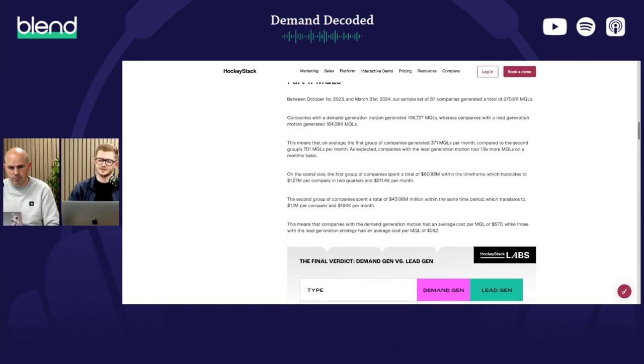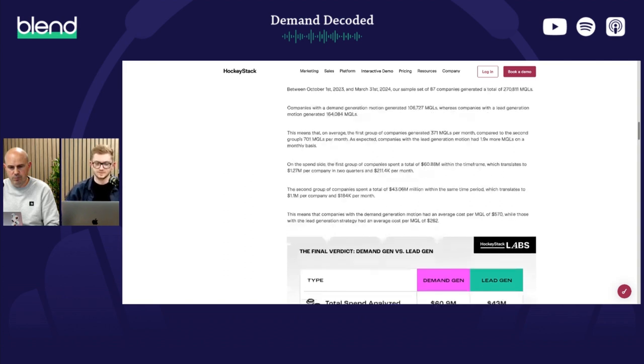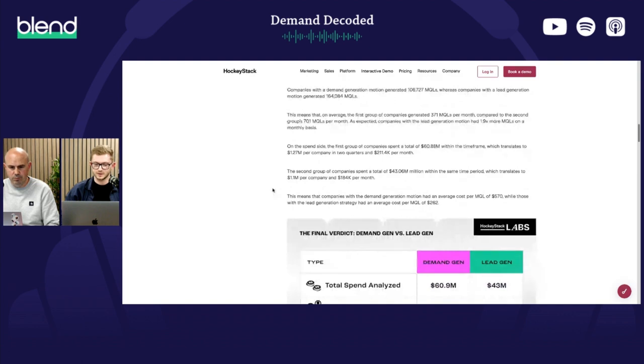So actually, let's dive into this next point as well. The demand generation motion cost per MQL is $570, and the lead generation strategy average cost per MQL is $262. Again, it's a volume thing, isn't it? Because if you're generating that level of volume of MQLs, naturally, by spending less, just acquiring leads, nurturing them, scoring them to get them to MQL as cheaply as possible, these figures reflect that.